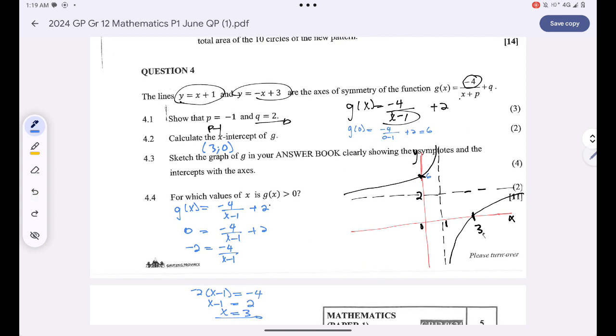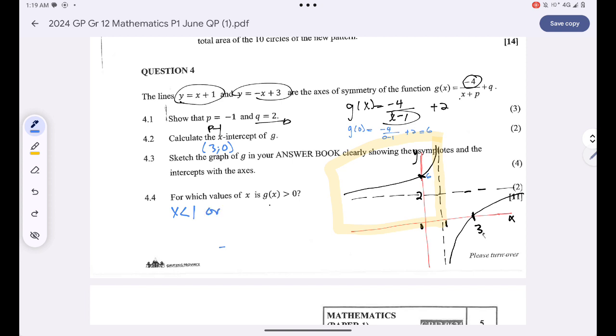And then they're asking us for which values of x will g of x be greater than 0. g of x is greater than 0 if and only if my graph is above the x-axis. Are you together? So my graph is above the x-axis in 2 portions over there. The first one over here, I know that my graph will forever be above the x-axis. Why? Because it's above the asymptote. So when x is less than 1, my graph is above the x-axis.